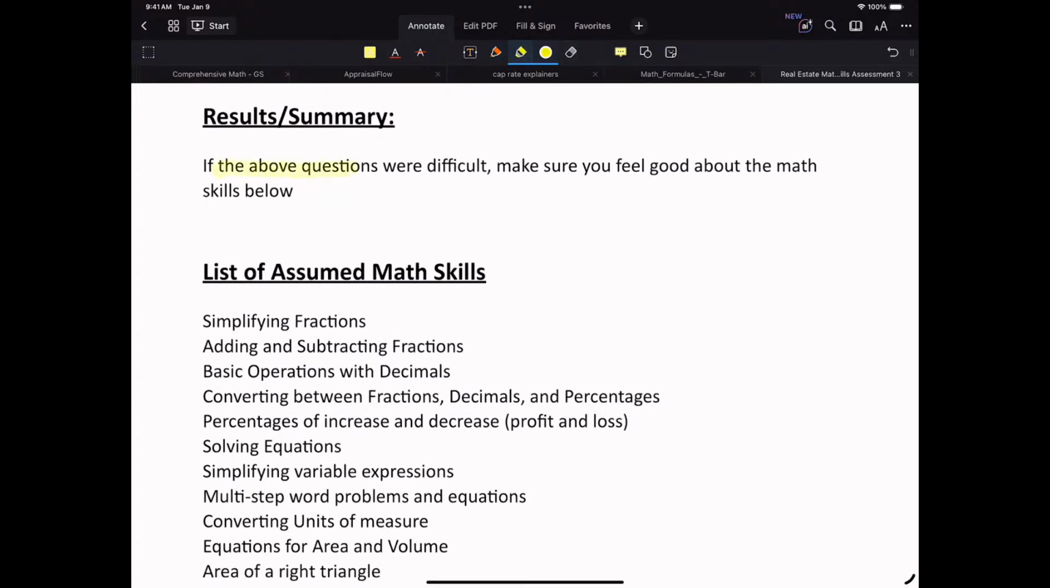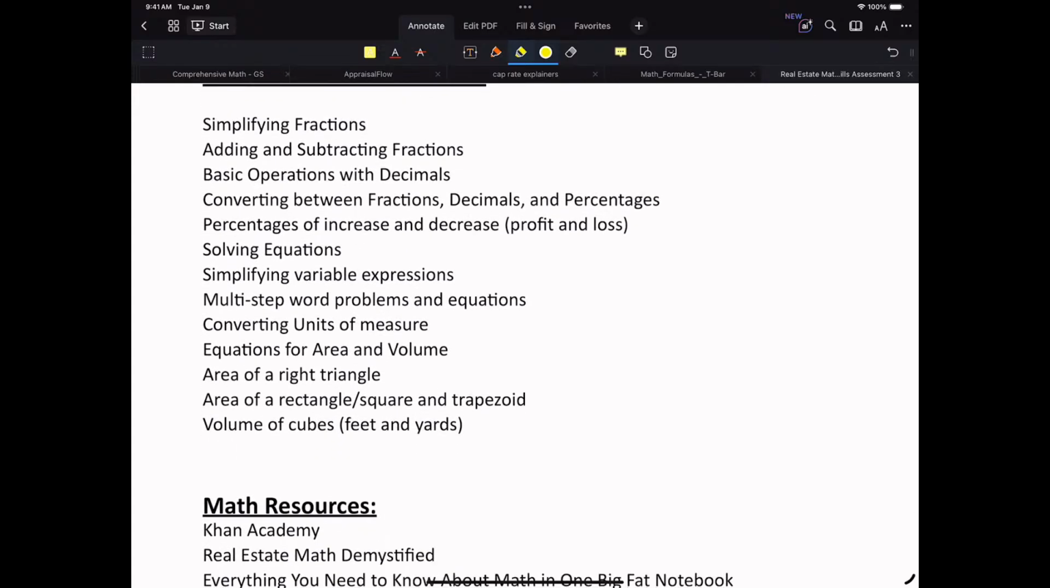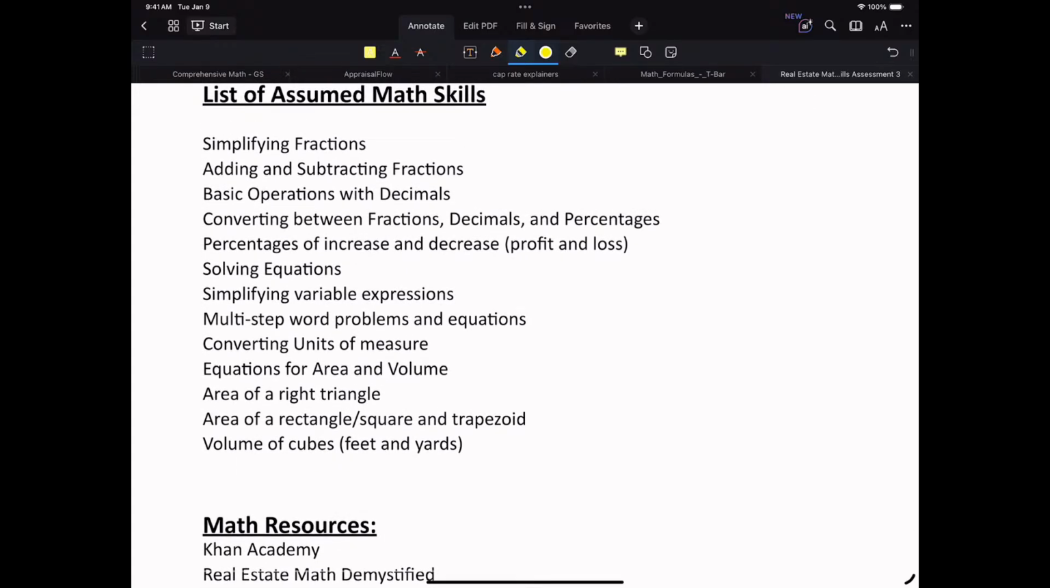But this is what I say. If any of these questions were difficult, like once I split it down, you're like, but Candace, I still don't know why you multiplied or why you divided. I don't understand how you manipulated the 100%, and sometimes you added and sometimes you subtracted. Then I need you to make sure you look at this checklist, right? And percentages of increase and decrease, multi-step word problems, things like that, you just want to work on it.